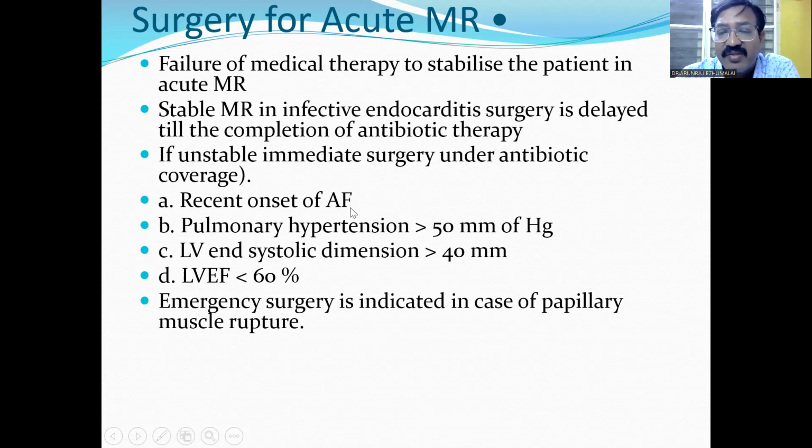So when there's a recent onset of atrial fibrillation, pulmonary hypertension more than 50, left ventricular end-systolic dimension more than 40 or 50, or left ventricular ejection fraction less than 60%, these are the indications for surgery. When there's a papillary muscle rupture, we have to do emergency surgery to patch the papillary muscle rupture.